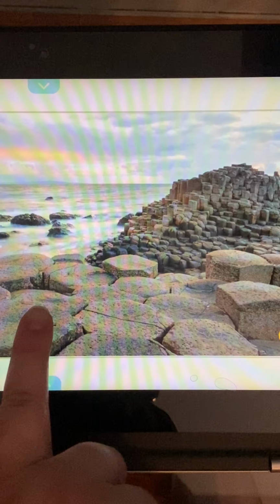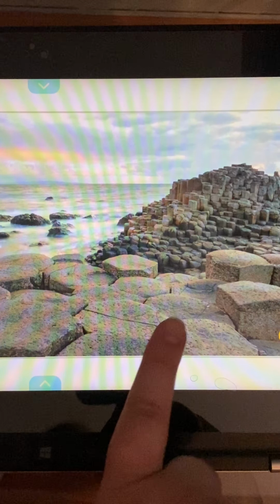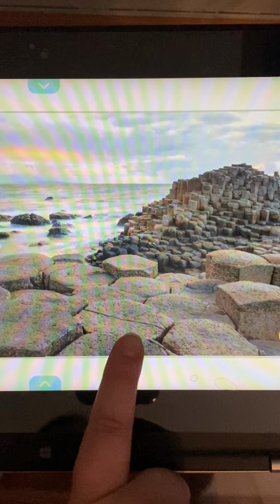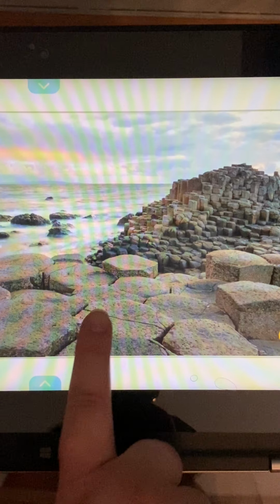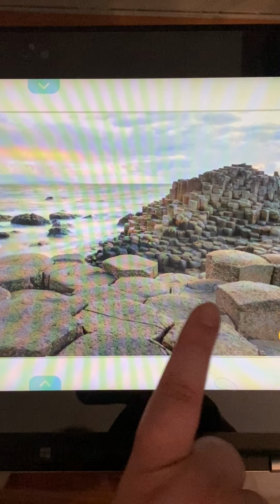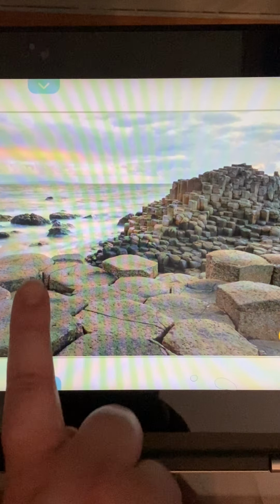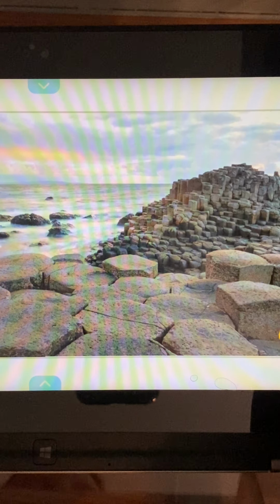I see a hexagon down here. I see a lot of them. Let's look at this one right here in the middle. I can see there's 1, 2, 3, 4, 5, 6 sides right here. I think all of these are hexagons. They all have 6 sides and 6 vertices.